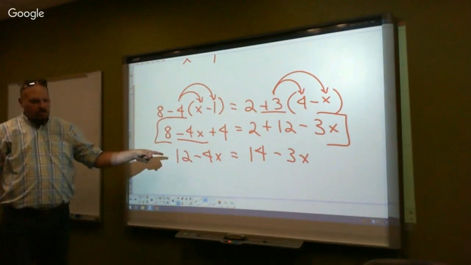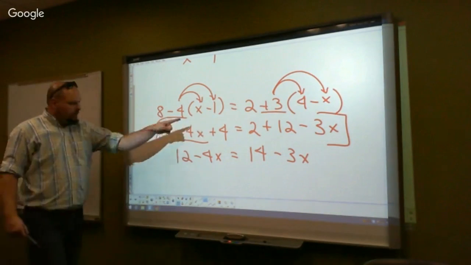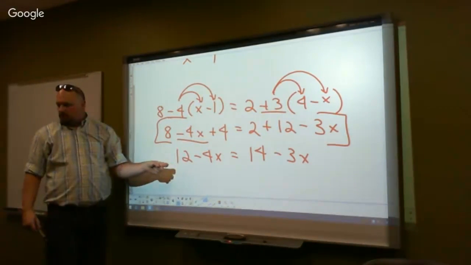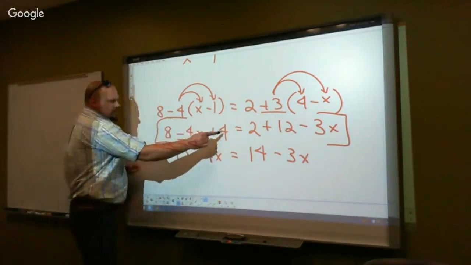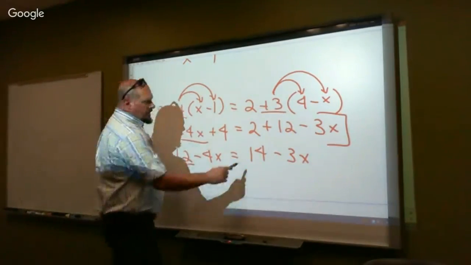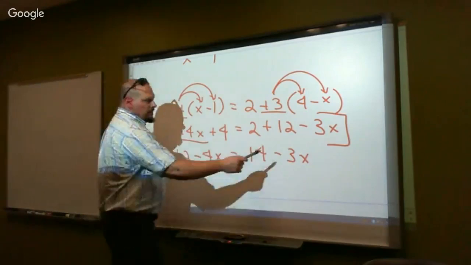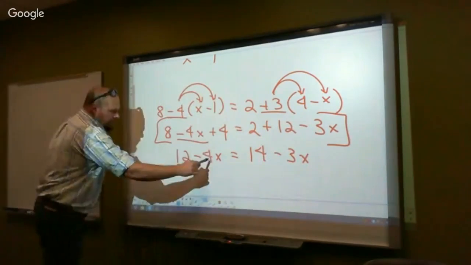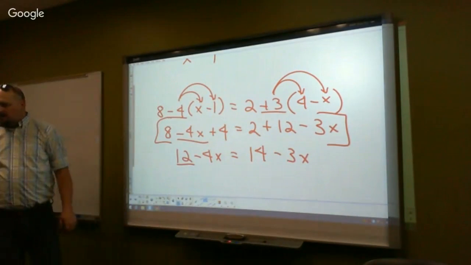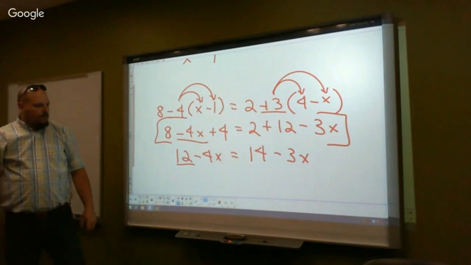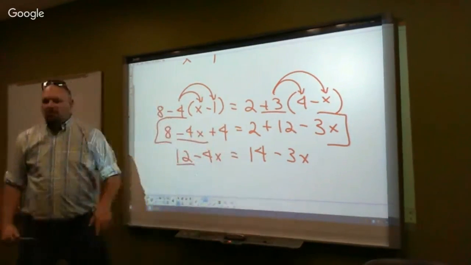Let me see. Combine like terms? 8 plus 4 is 12, right? That's where I got the 12. I did this plus this, and then I did this plus this to get 14. And so now I have this -3x, and this -4x comes straight down. Now, what side of the equation will x be positive?